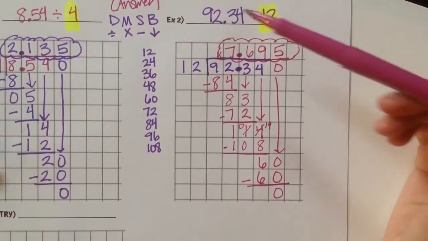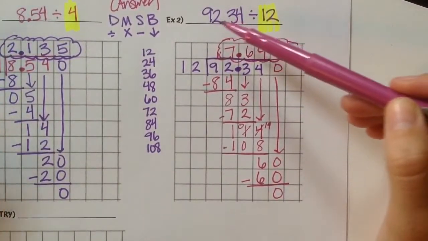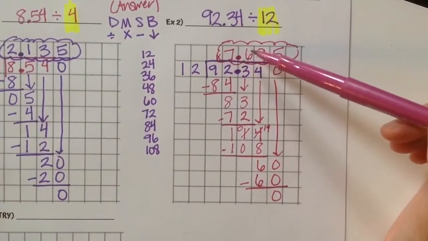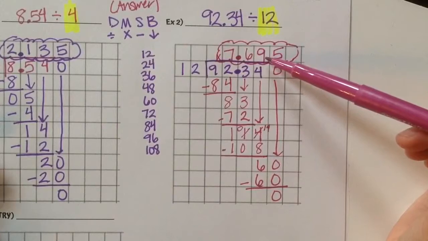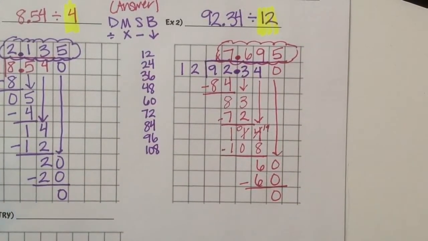So again, making sense of it, this is about 92 divided by 12. It makes more sense if you're dividing 92 12 times to get an answer around 7 than to get 76 or 769 or 7,000. So that decimal placement's really important.